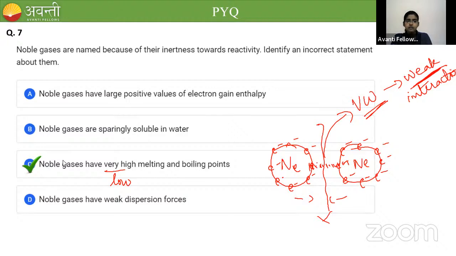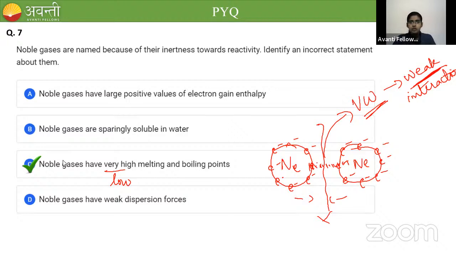And if you look at option D, noble gases have weak dispersion forces. Yes, dispersion means a kind of London forces. When they come in contact with each other, the negative part and the positive electron density try to form a bond through the dispersion of the electron cloud. That interaction is also very, very weak, so that is correct. So option C is incorrect for the noble gases. Clear?